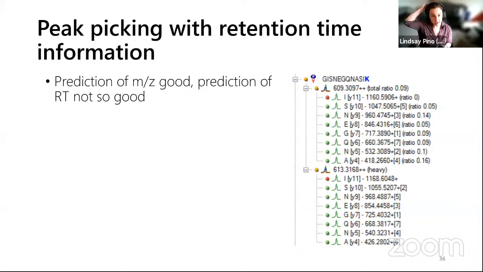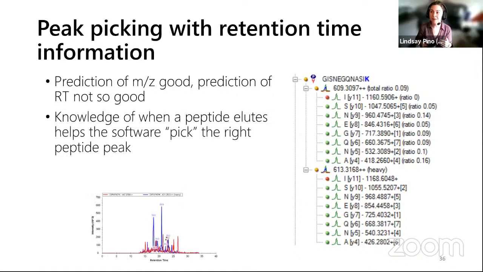In Skyline, this is an example of a target. You could just type this peptide sequence into Skyline, and it will tell you the precursor mass-to-charge value, and a bunch of the fragment mass-to-charge values. Predicting m/z values is extremely easy. Predicting retention time is not so easy. Having prior knowledge of when a peptide elutes helps your software pick the right peptide peak. This is the same if you're using Skyline or, for example, Spectronaut with those Biognosys iRTs. That's why they like when you have them.